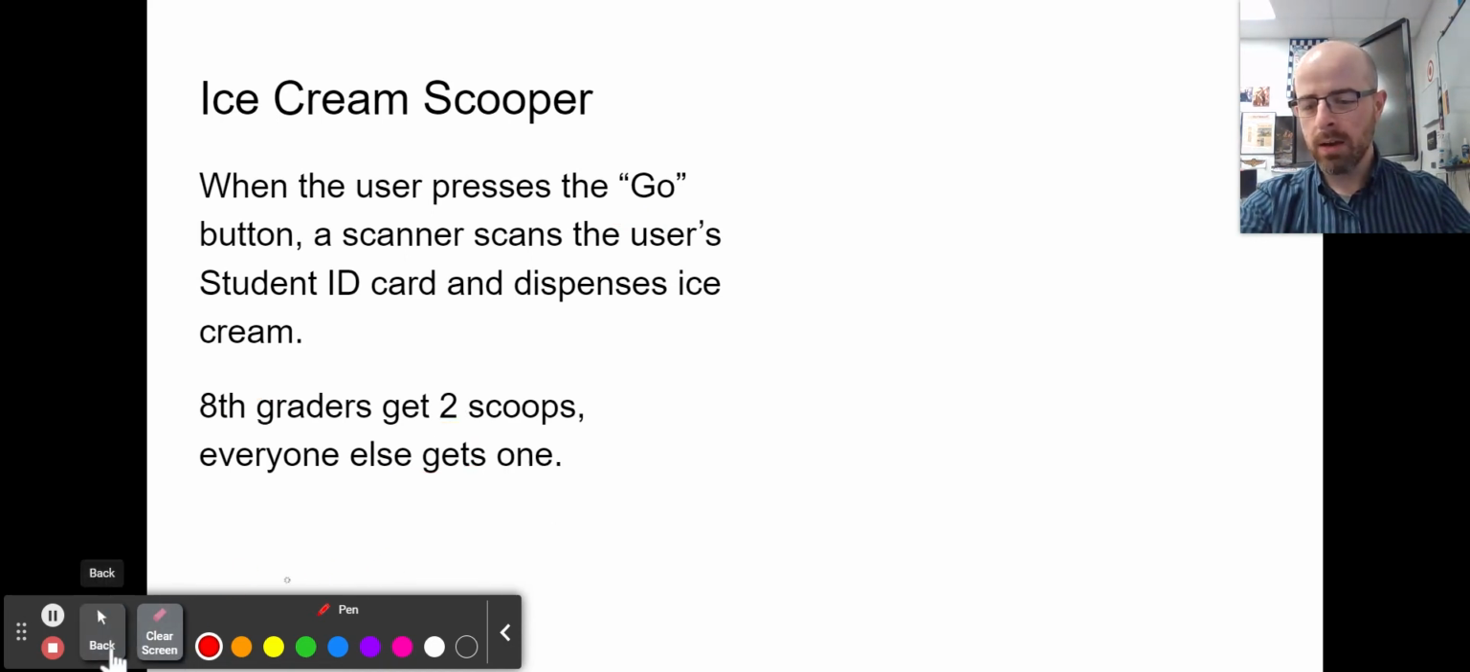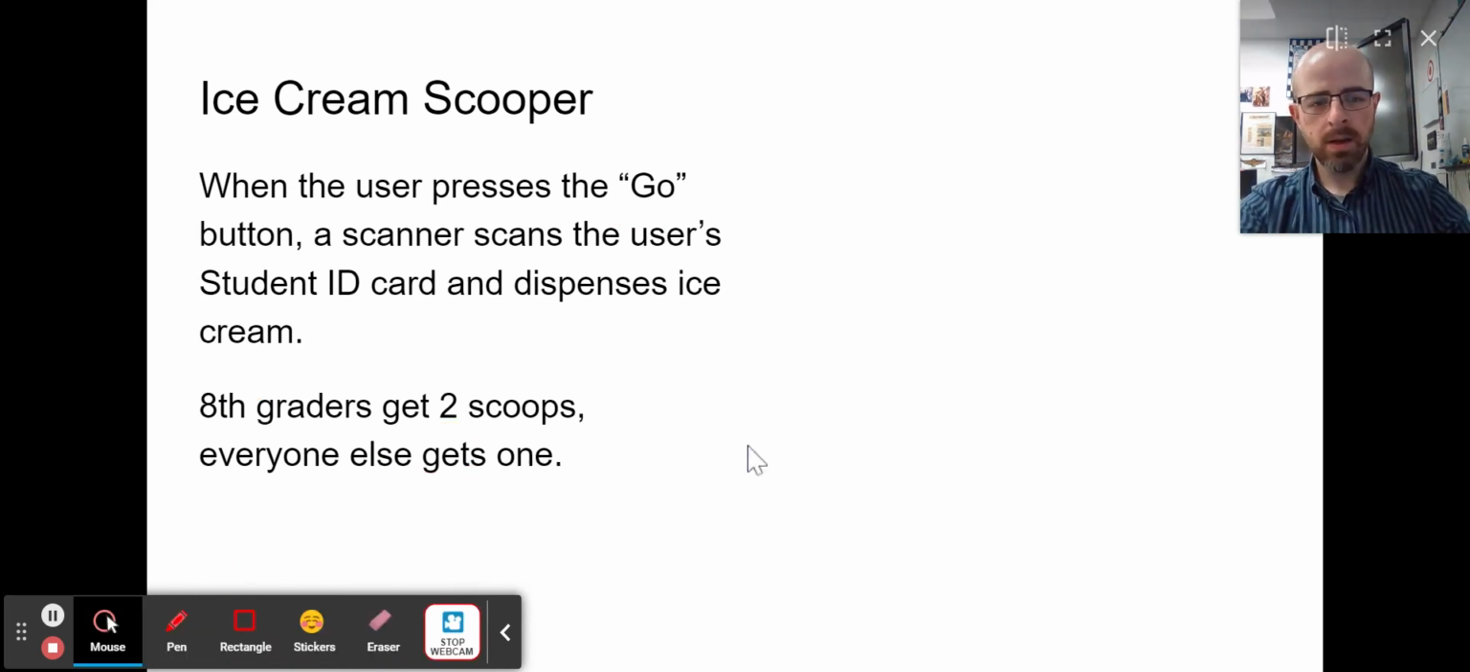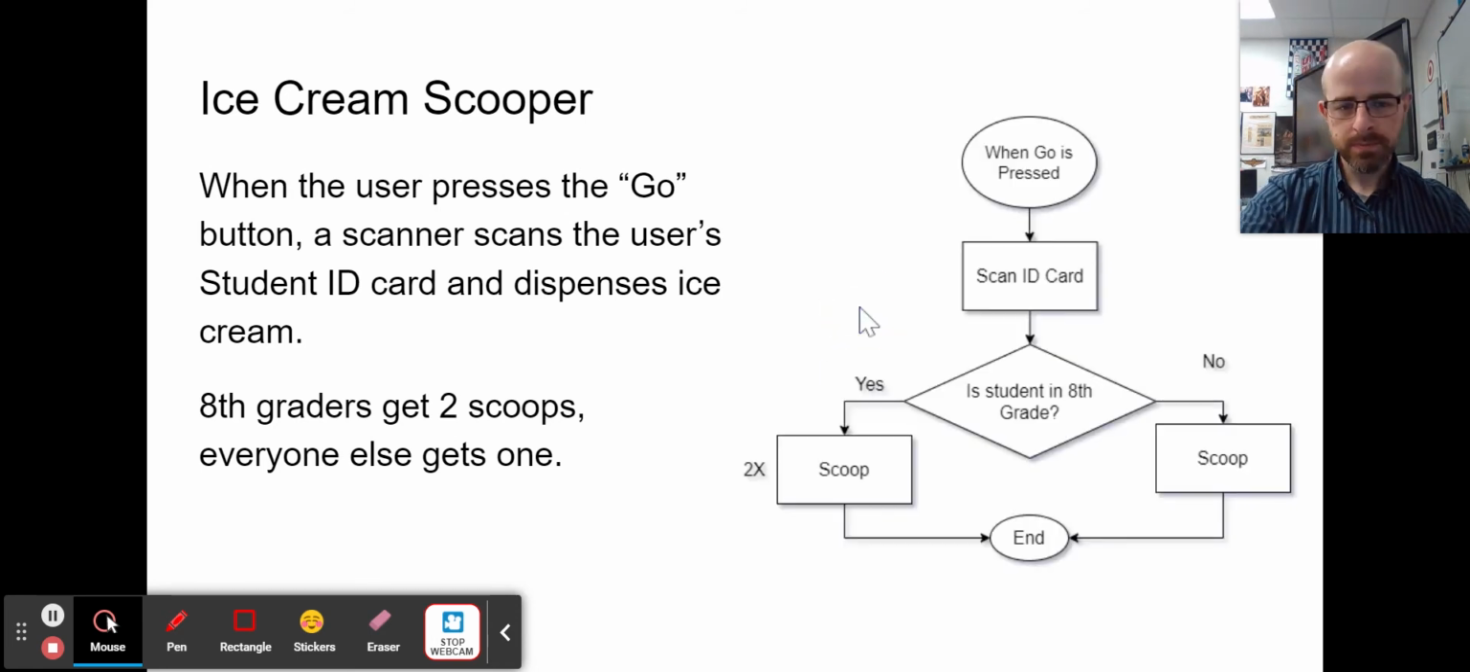So with that now, here's my flowchart. When the go button is pressed, scan the ID card. Are you in 8th grade? If yes, 2 scoops. If no, 1 scoop. End. So what I'm looking for is, did you have the yes or no question? Did you have the 2 different outcomes? And did you identify the right starting event?